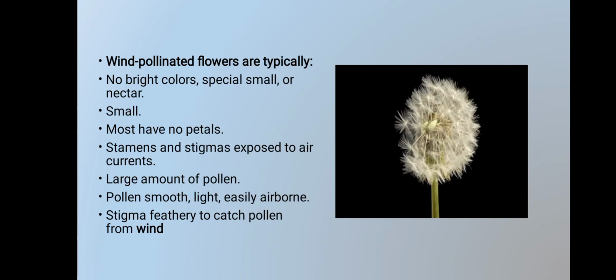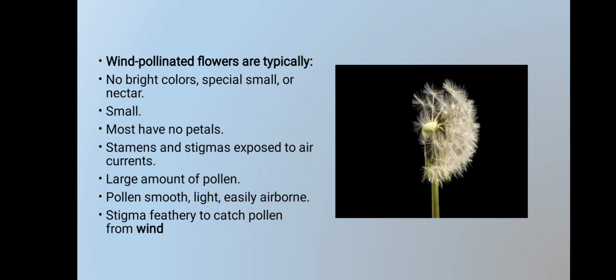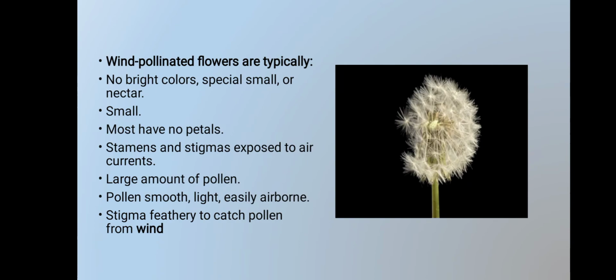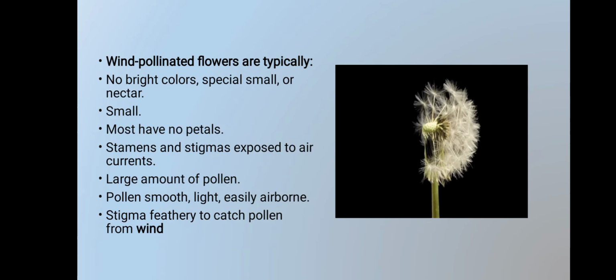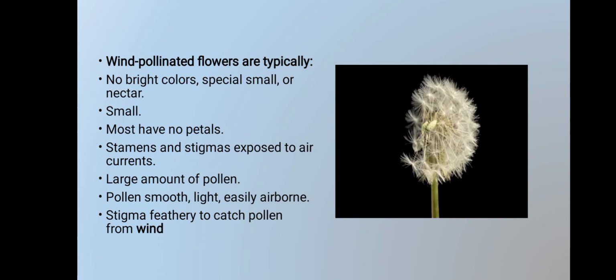So in today's lesson, we have learned about wind pollinated flowers. They are not brightly colored, don't smell good, and have no nectar. They are small, with no petals. Stamens and stigmas are exposed to air, and there is a large amount of pollen.